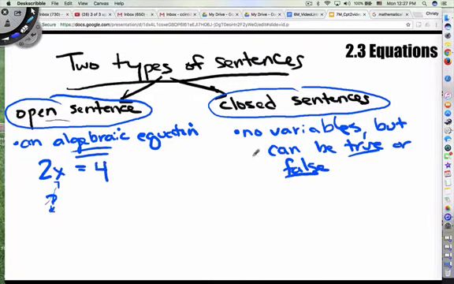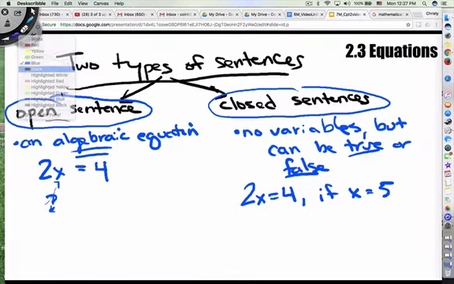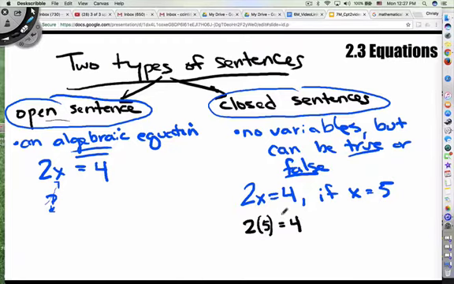So I say no variables, meaning that it's not open to interpretation. But something like 2x equals 4, if x equals 5, means that somebody has proposed that x is equal to 5. It's your job to prove whether or not it is true or false. So you would rewrite everything that you see, and then you would say 2 times 5 is equal to 4, question mark. 2 times 5 is equal to 10, which is not equal to 4. So this is a false statement. It's a false closed sentence.